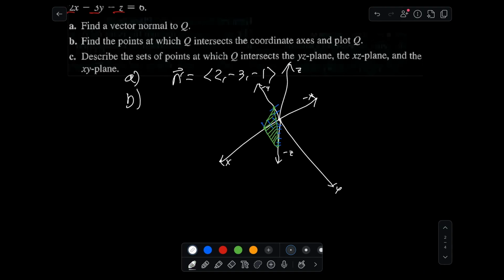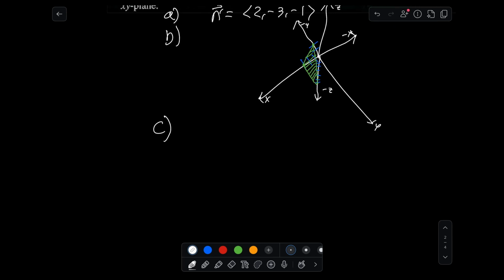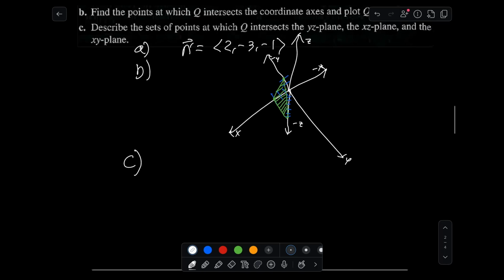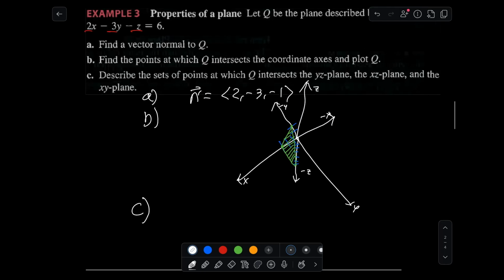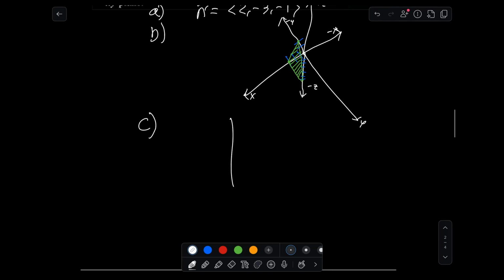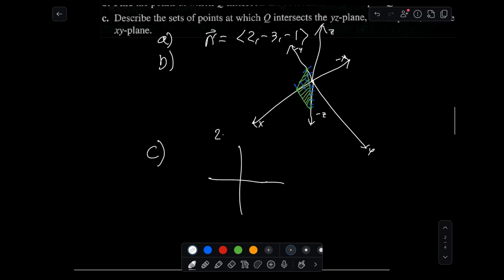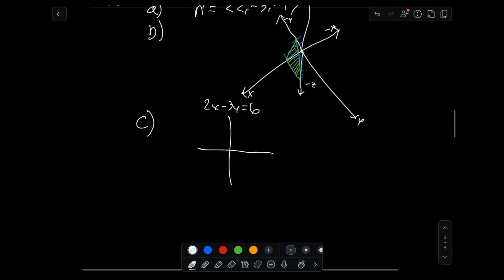Part C is: describe the sets of points at which Q intersects the YZ plane, XZ plane, and the XY plane. So this is actually a perfect opportunity to bring this up. If we're looking at specific planes, we would say that we were going to hold X, Y, or Z constant. Let's start off with holding Z constant. If we said that Z equals 0, we now have 2x minus 3y equals 6. We can rearrange this to get what we really want. Let me just double check if that's right.